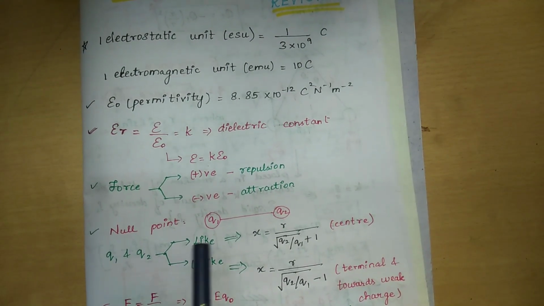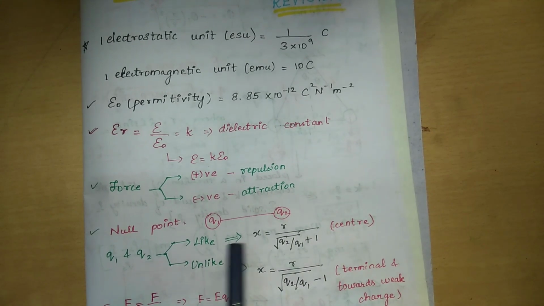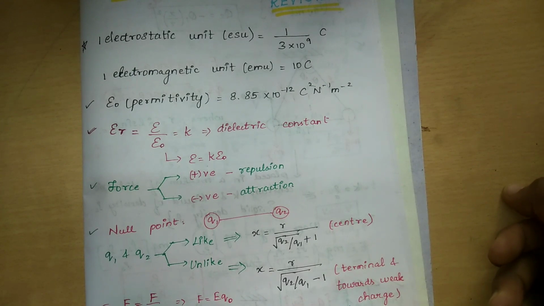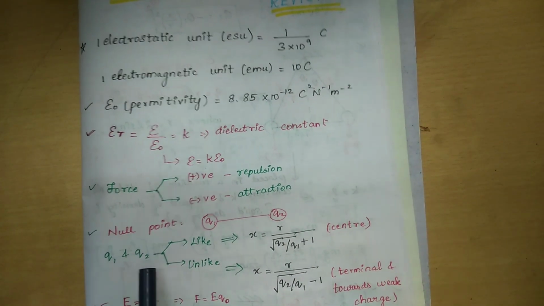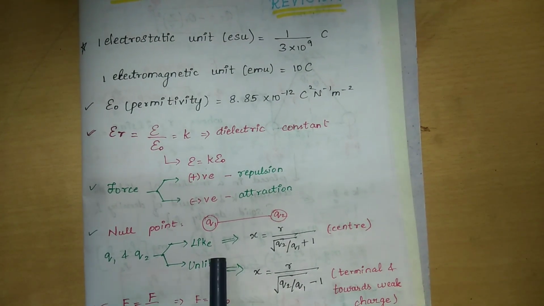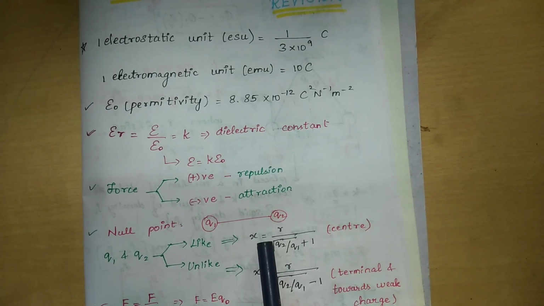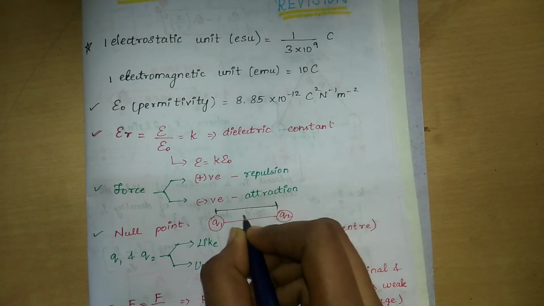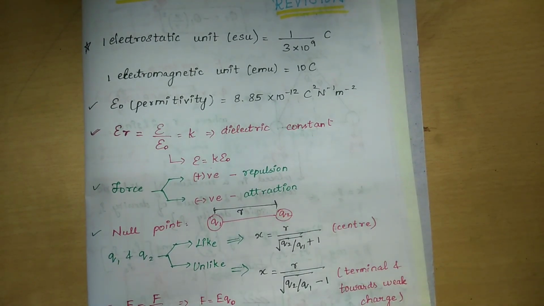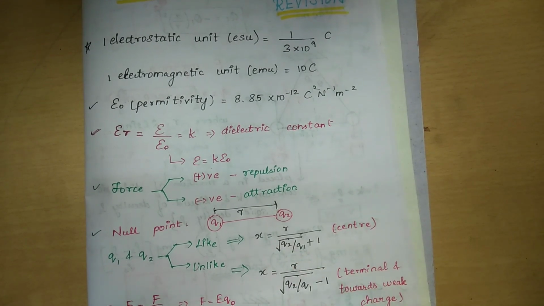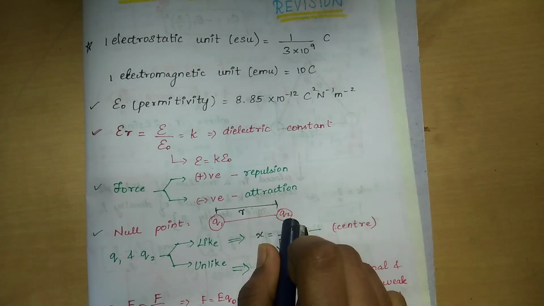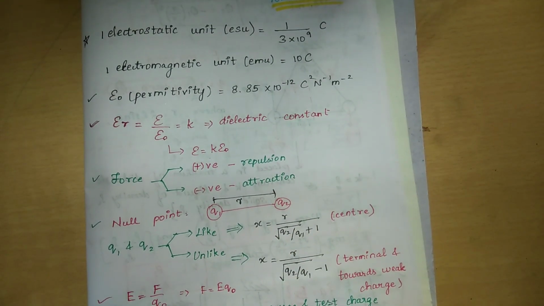Then null point. You take this arrangement, Q1 and Q2 are arranged likewise. Then there are two conditions. If both the charges are like charges, then x equal to r, which is the distance between the two charges, divided by root of q2 by q1 plus 1, and the null point will lie in between the two charges.